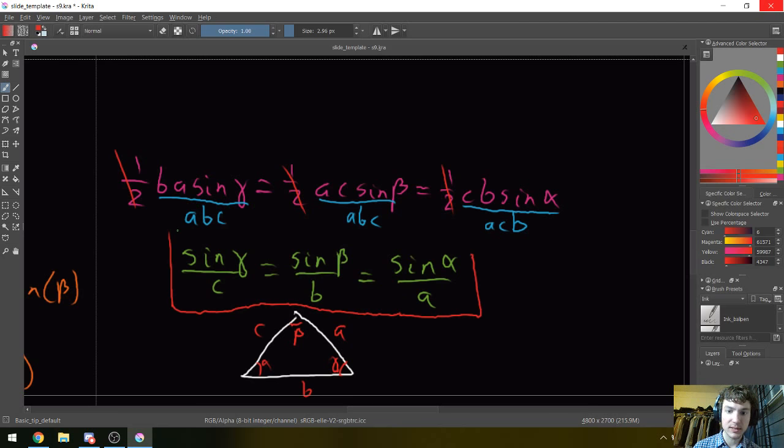Have you seen this equation before? Nope. Alright, fine. This was supposed to be a big reveal. This is called the Law of Sines. Alright, fine. Good.